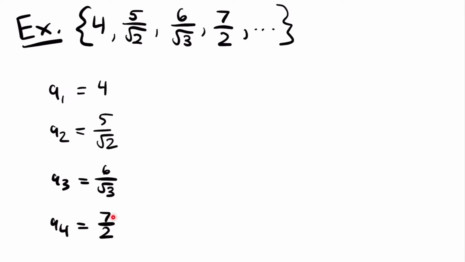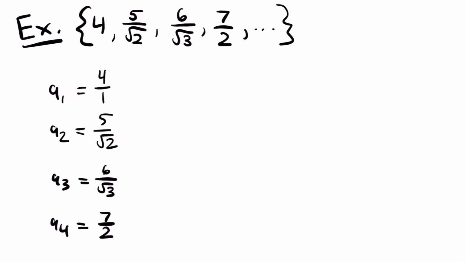And so if you look at these 4 terms here, you can see that 3 of them are rational numbers. We have 5 divided by the square root of 2, we have 6 divided by the square root of 3, and 7 divided by 2. And so let's rewrite a sub 1 to also be a rational expression. 4 could be rewritten to be 4 divided by 1, right? So we could have that a sub 1 is 4 divided by 1.